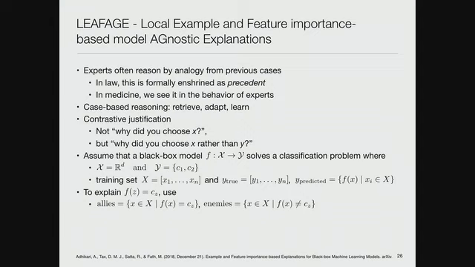So they say, well, case-based reasoning normally involves retrieving a similar case, adapting it, and then learning that as a new precedent. And they also argue for contrastive justification, which is not only why did you choose X, but why did you choose X rather than Y, as giving a more satisfying and a more insightful explanation of how some model is working.